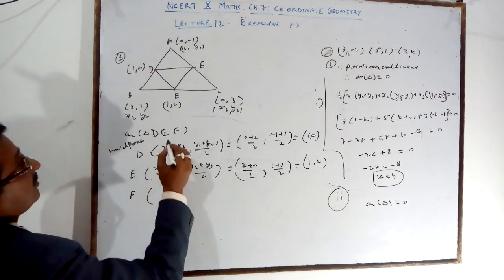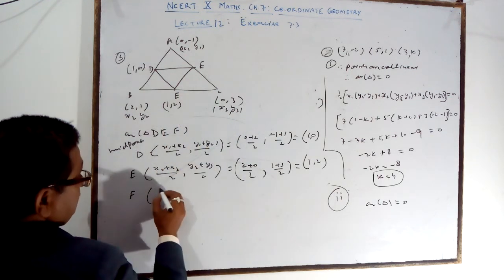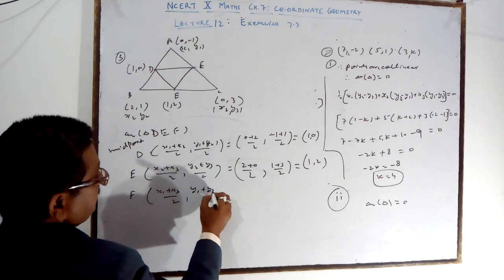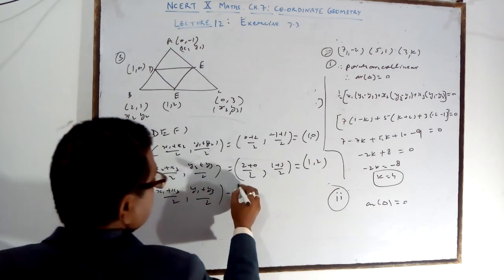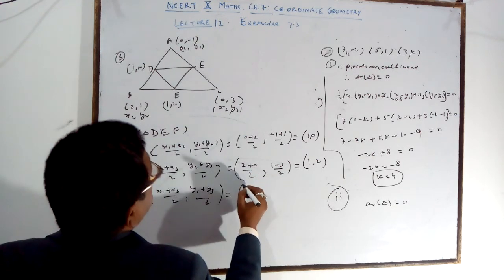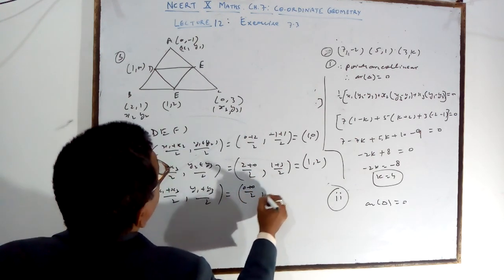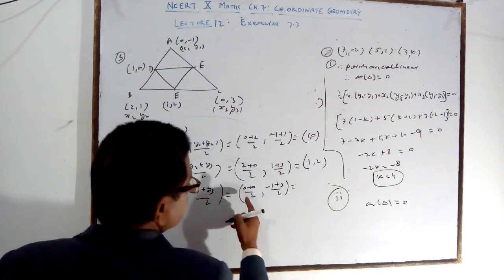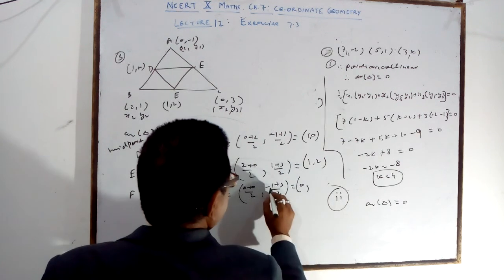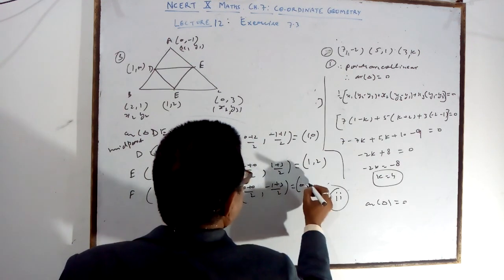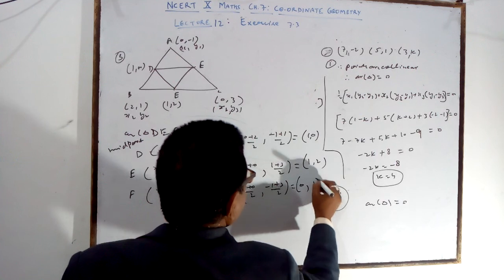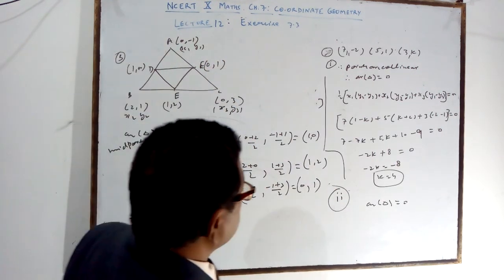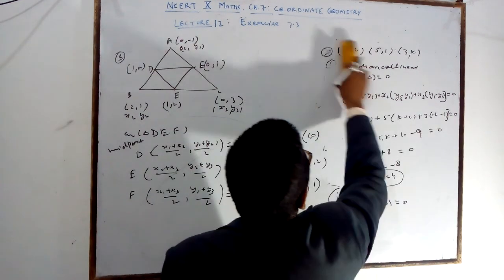Coordinate of F is equal to (x1 plus x3) by 2, (y1 plus y3) by 2. You apply the midpoint formula, no need for the section formula. So (0 plus 0) by 2 comma (minus 1 plus 3) by 2. What will you get? 0 comma 2 by 2, that is 1. (0, 1) is the coordinate. So by this you find out the area of the triangle.